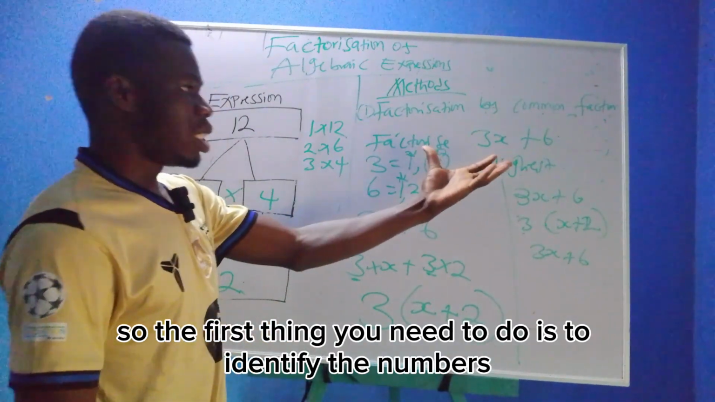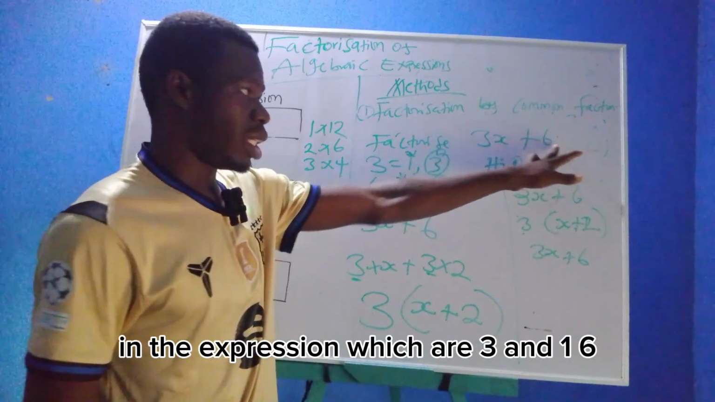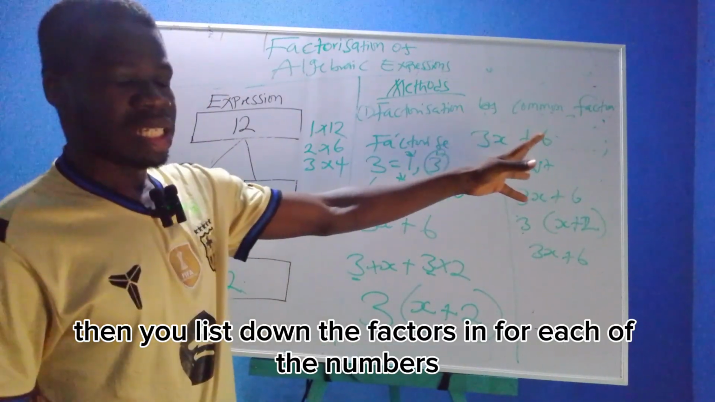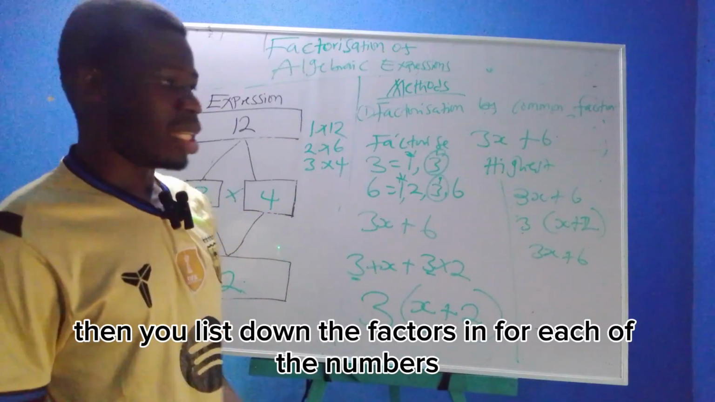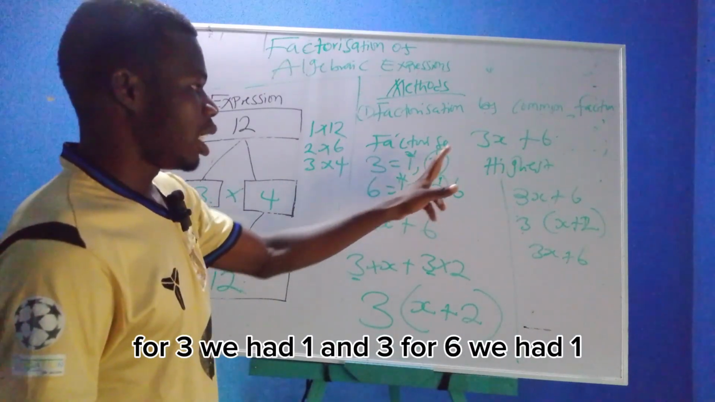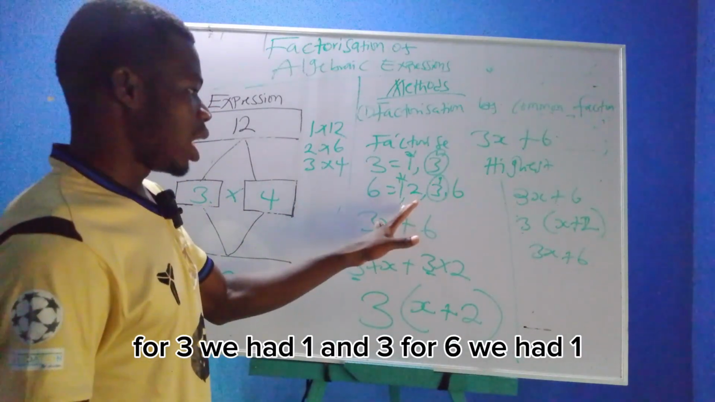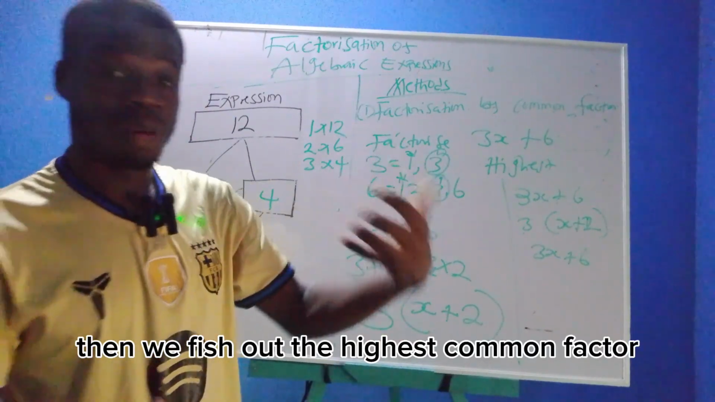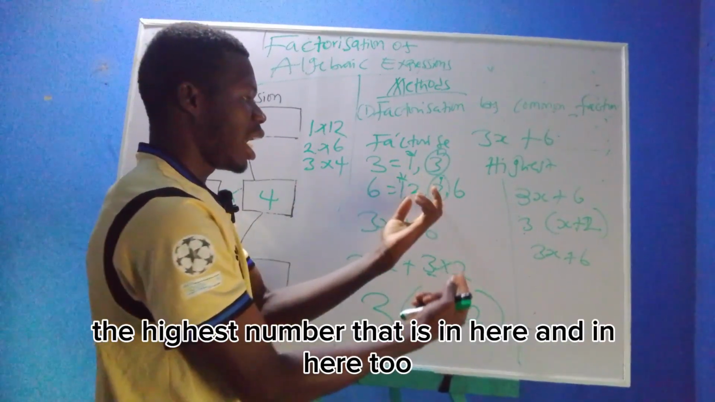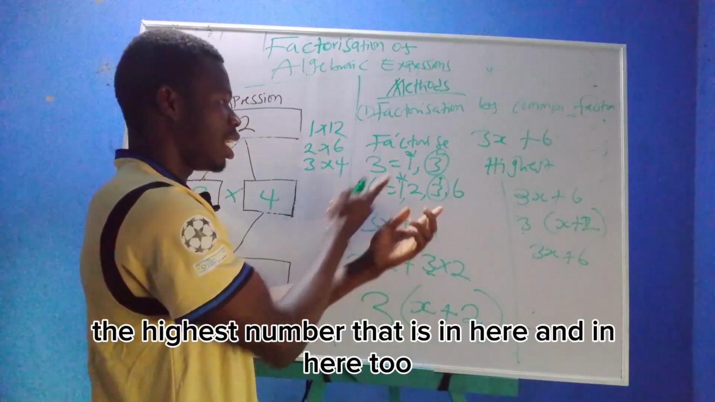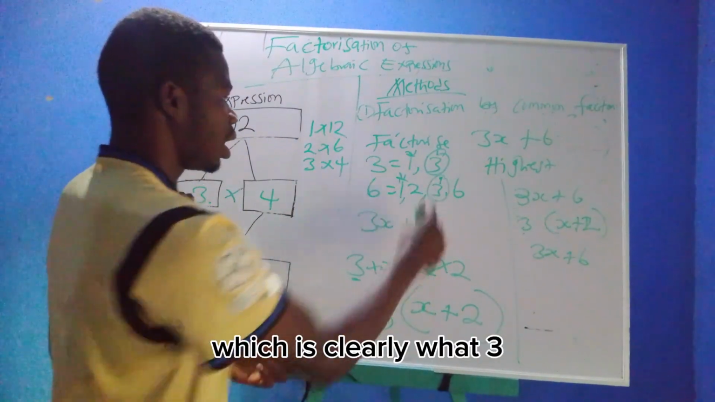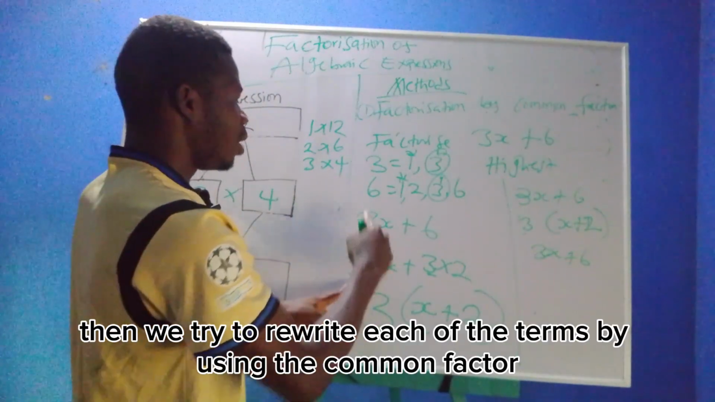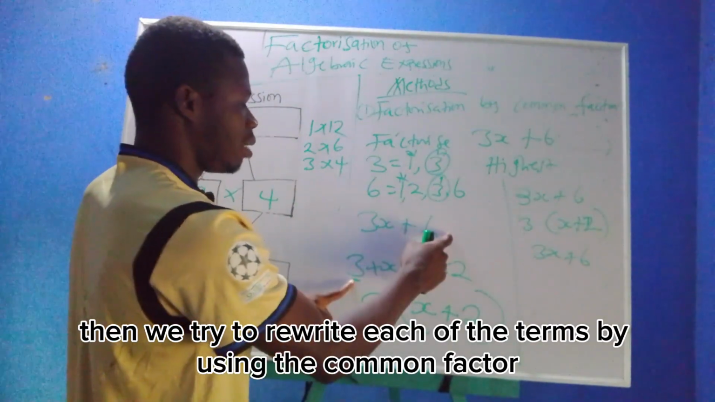So the first thing you need to do is to identify the numbers in the expression, which are 3 and 6. Then you list down the factors for each of the numbers. For 3, we had 1 and 3. For 6, we had 1, 2, 3, and 6. Then we fish out the highest common factor, the highest number that is in here and in here too, which is clearly 3.